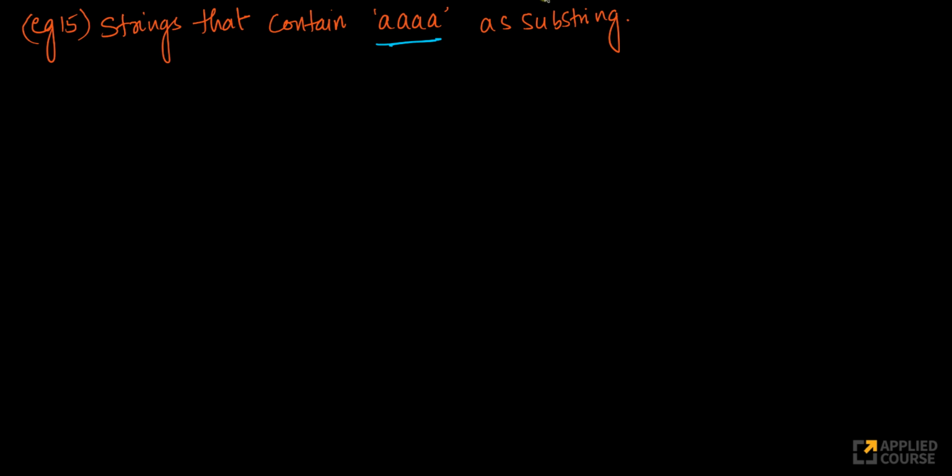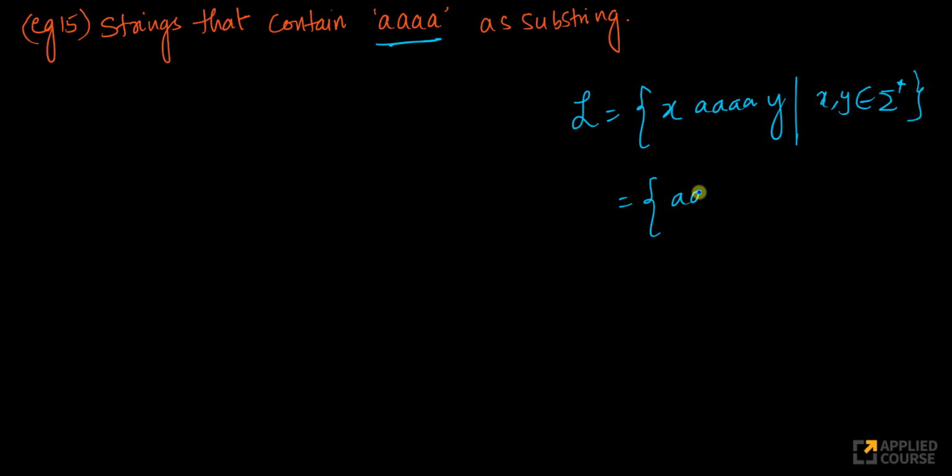Okay, so suppose I want to have AAAA as a substring. How do I construct this? What is the language here? X AAAA Y, such that X, Y belong to sigma star. For example, AAAAA is also part of this language, because I have AAAA as a substring of it. Because I need 4 A's, probably I will need something like this.